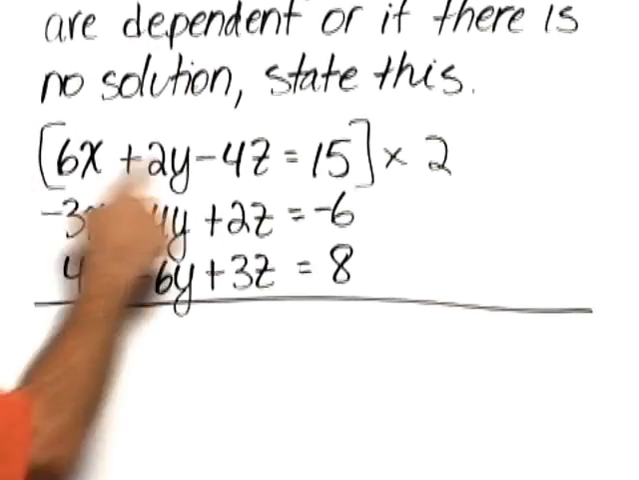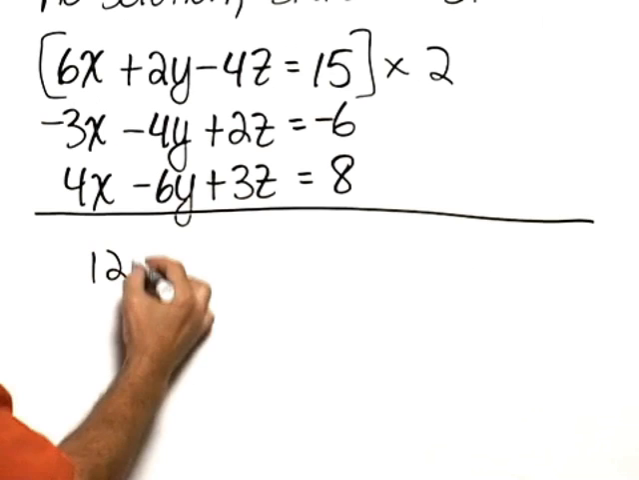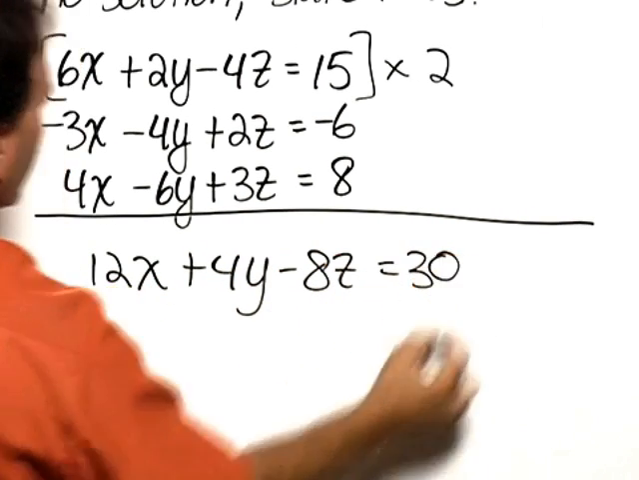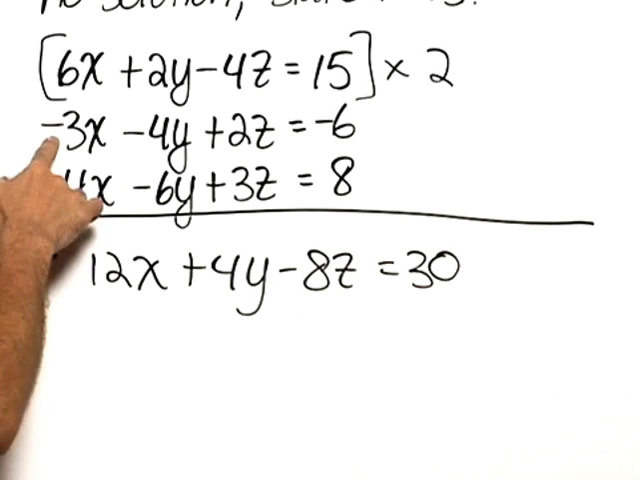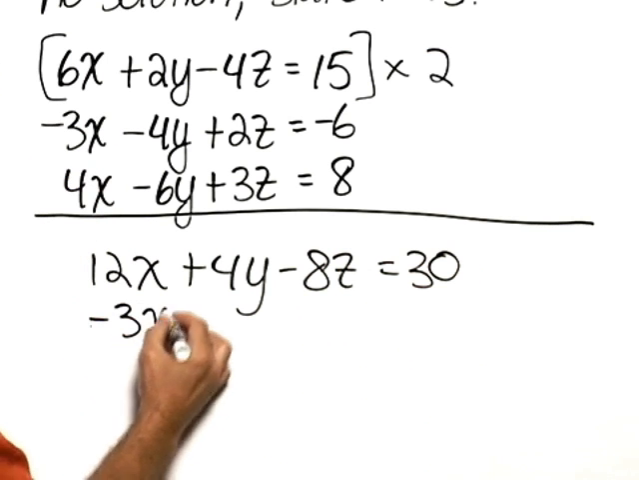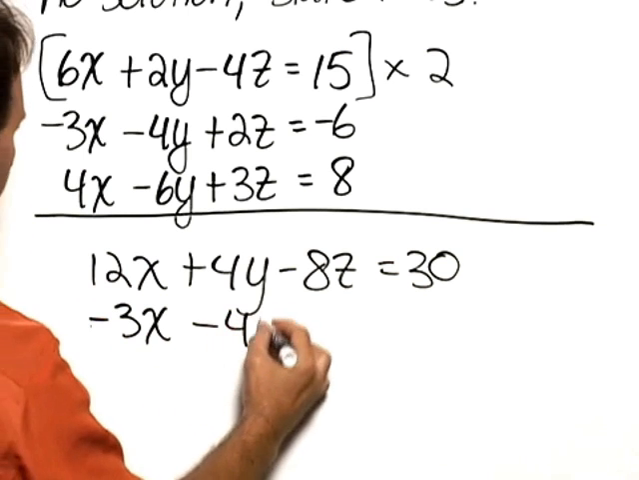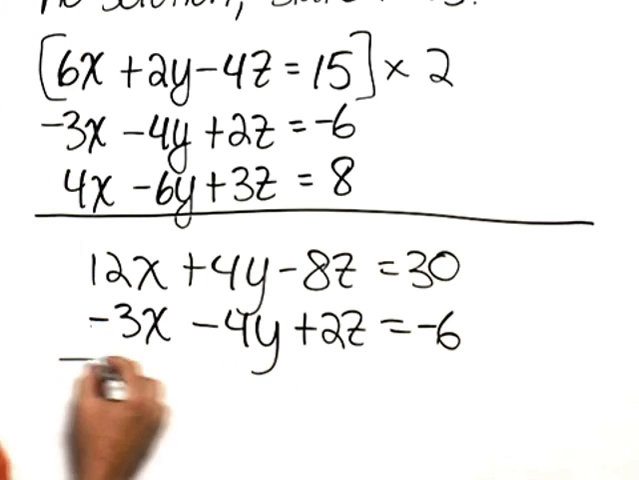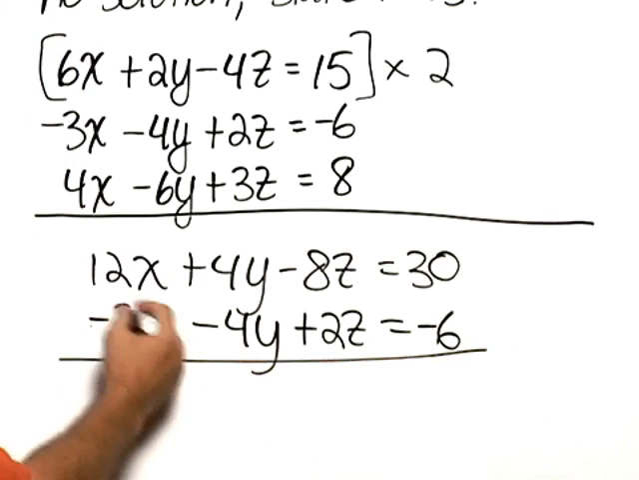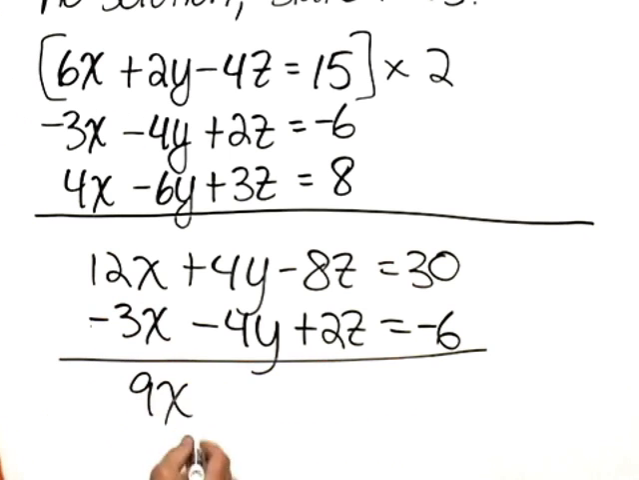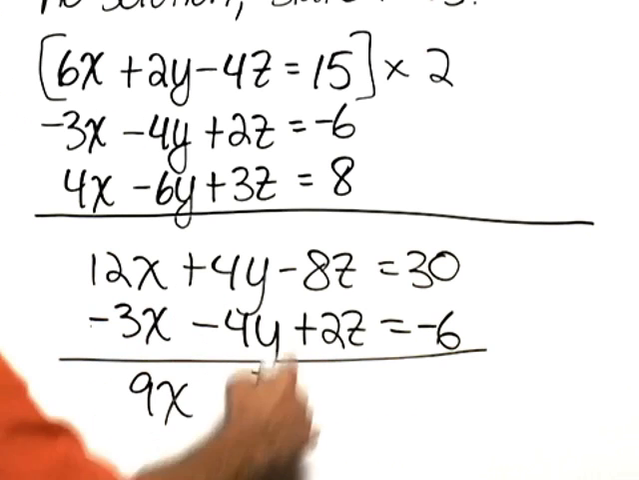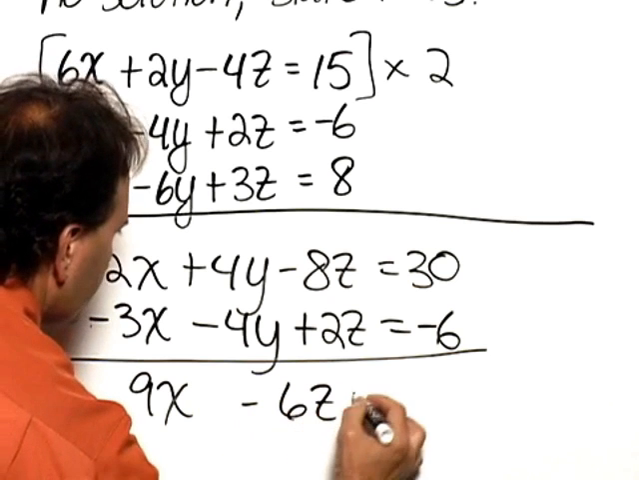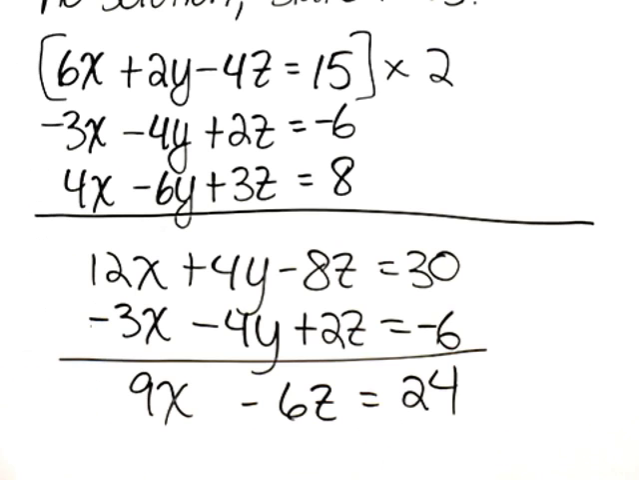Let me take the result of multiplying by 2, 12x plus 4y minus 8z equals 30. Then I will write this equation as is, negative 3x minus 4y plus 2z equals negative 6. Add those equations together. 12x minus 3x is 9x. The y's sum to 0. Negative 8z plus 2z is negative 6z equals 30 minus 6 is 24.